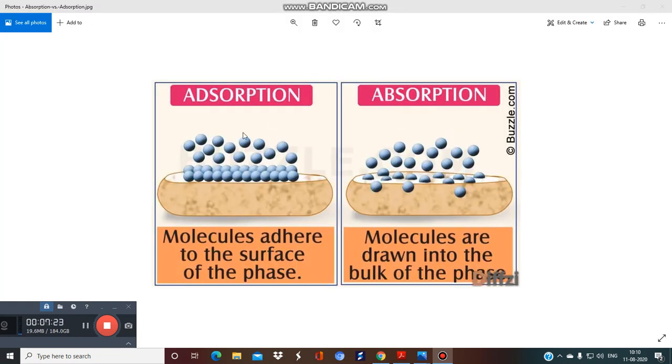Please see this: adsorption and absorption. In adsorption, the molecules adhere to the surface of the phase. They will just adhere to the surface and will not go inside the bulk of the phase. Whereas in absorption, molecules are drawn into the bulk of the phase. This is absorption.